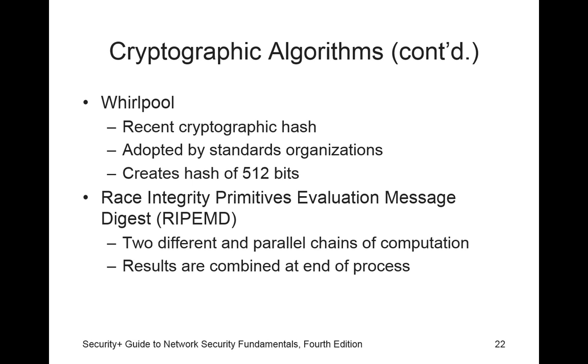They create messages up to 512 bits. The RACE Integrity Primitives Evaluation Message Digest, or the RIPE-MD, has parallel chains of cryptography. And then they can get those converted, so the results are added at the end. Okay.